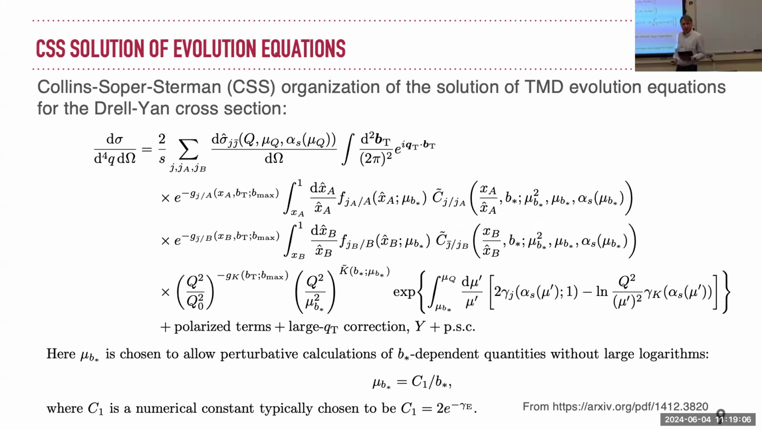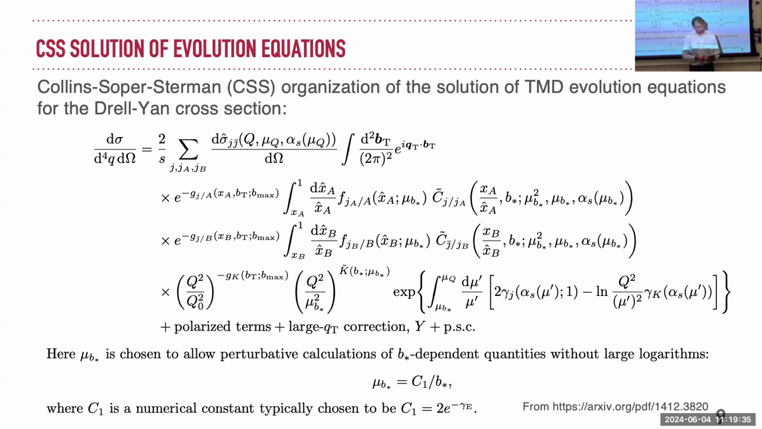If we solve these equations, we get this. This result here is the solution of the TMD evolution equations organized in terms of resummation, and it has a name, the Collins-Soper-Sterman formula. Those are the people who actually did it. Probably if you look at it, you can say, okay, see you, I'll do something else.